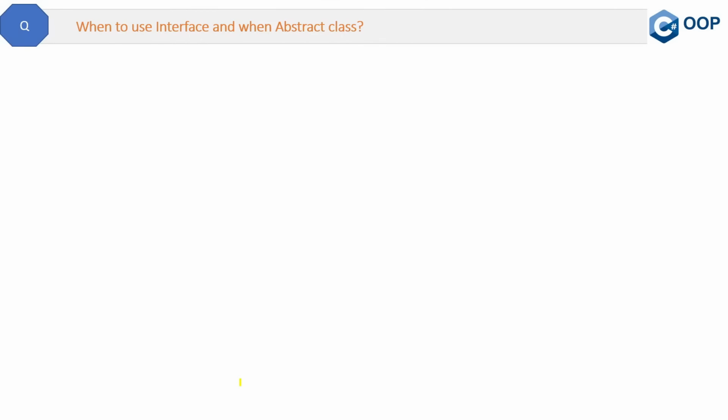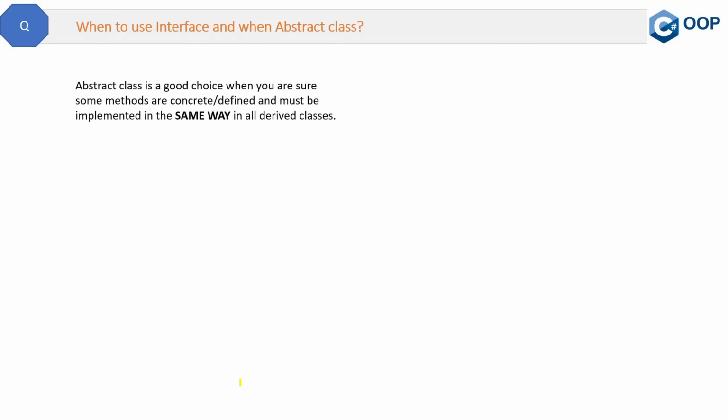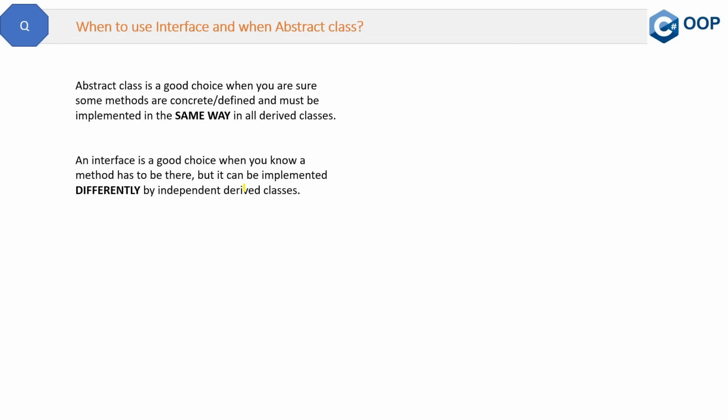When to use interface and when abstract class? Now this is again a very good question which is normally asked just after the differences. Let's see. Abstract class is a good choice when you are sure some methods are concrete and defined and must be implemented in the same way in all derived classes. An interface is a good choice when you know the method has to be there, but it can be implemented differently by independent derived classes.